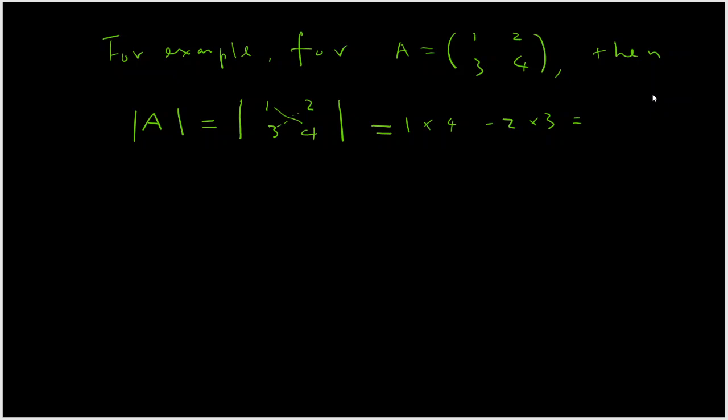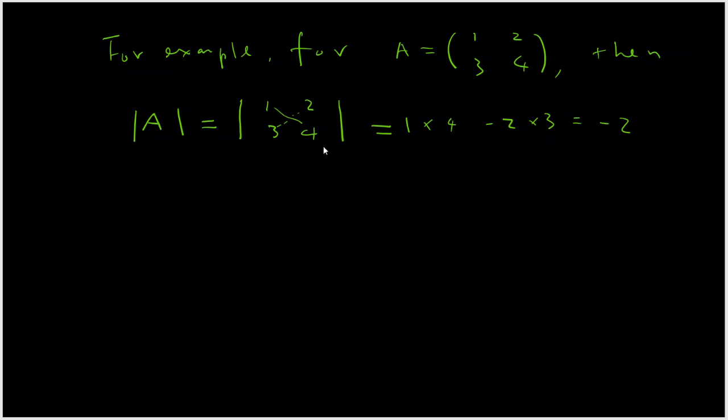The answer, I believe, is negative 2. 4 minus 6 gives negative 2. Right? That's how we compute a 2x2 determinant. And more importantly, you remember the definition. And also, you remember the notation. You write two bars beside a matrix, and that's the notation for the determinant of a matrix A.